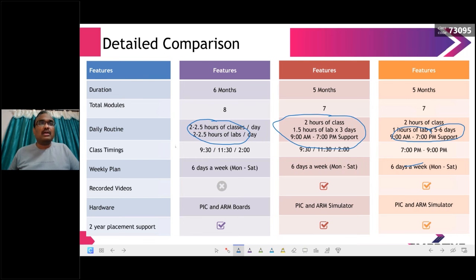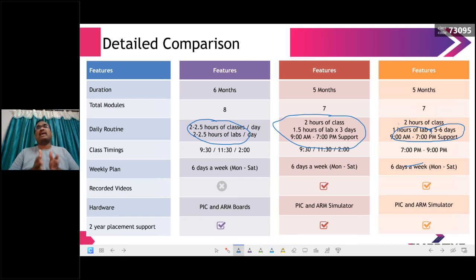I think Chaya, Rajesh, many of you are asking this question, for the online morning batch. So same thing here. You can see here that classes are scheduled at, let us say, 9:30, 11:30, or 2 o'clock. Then 1.5 hours of lab will be there for 3 days. Suppose, for example, you are joining a 9:30 class.